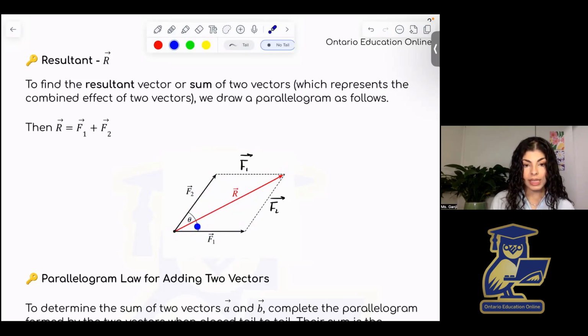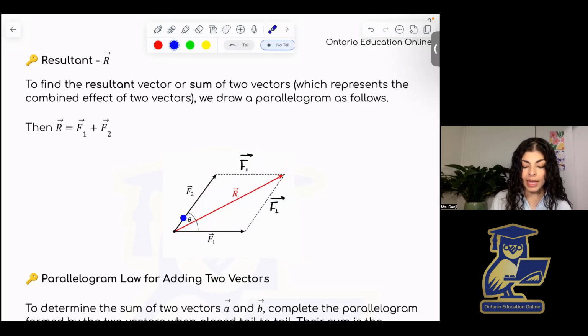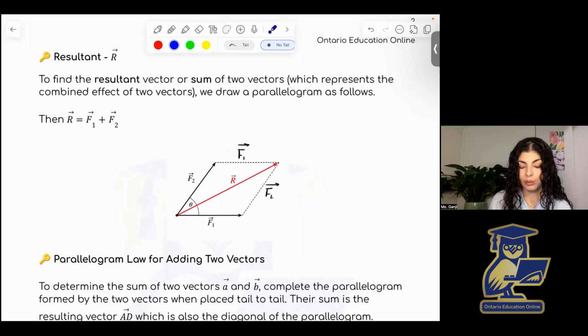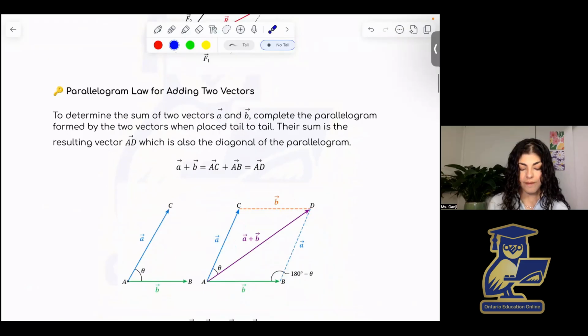So depending on this angle, if you have a smaller angle or greater angle, you will see that the diagonal will also be different. It might go a little higher, it might go a little lower, which determines the direction. And if F2 is, for example, longer, then we're going to see that R will also be longer, so it will affect the magnitude as well. And so today's class, we're going to see how to find what this R is, again, both with respect to direction and its magnitude. And it is our parallelogram law for adding two vectors.